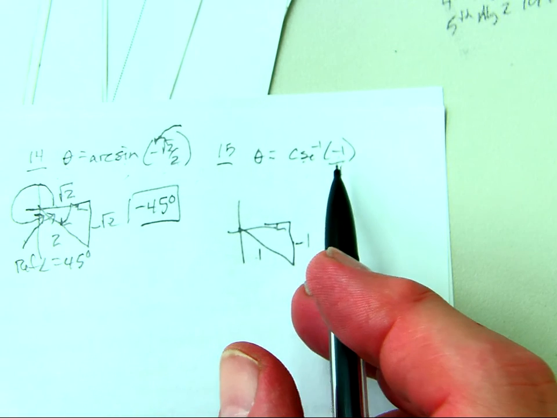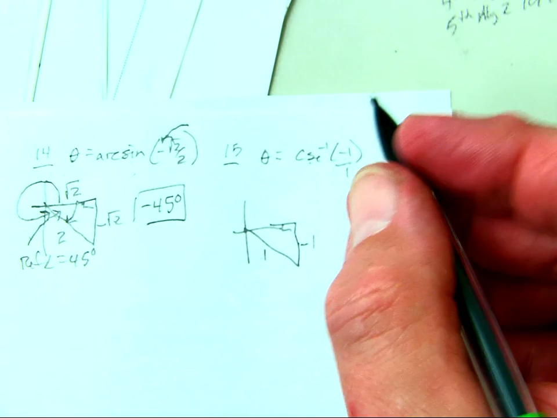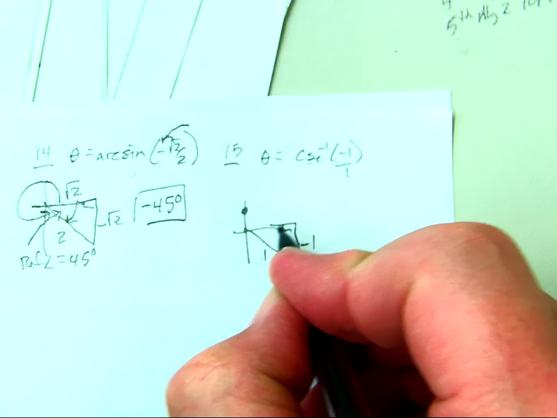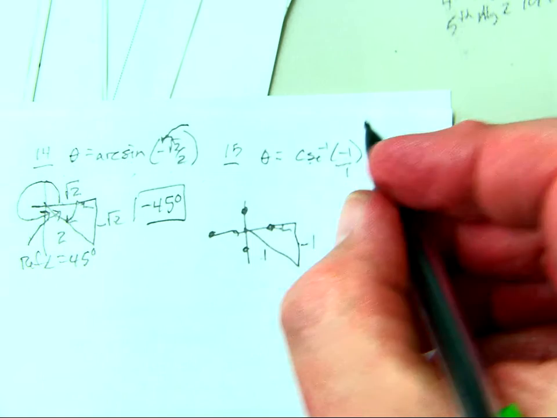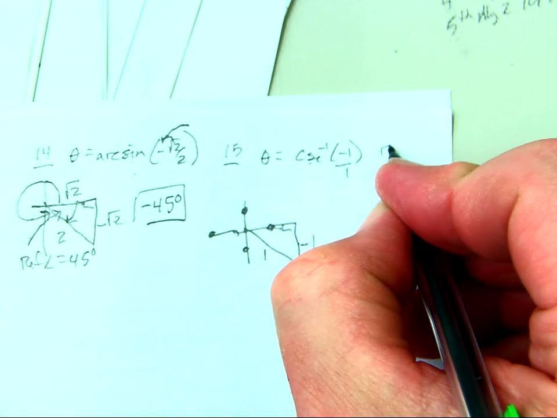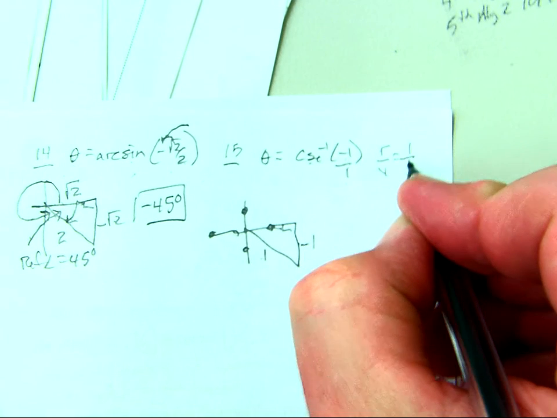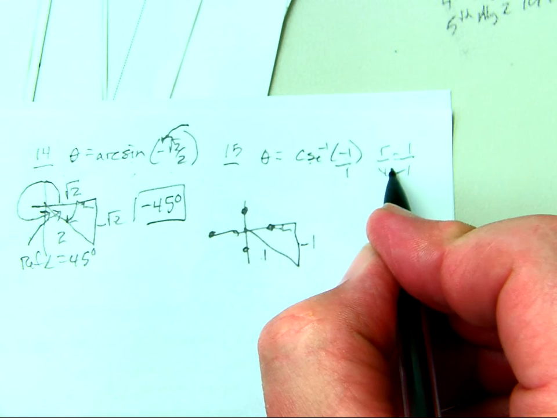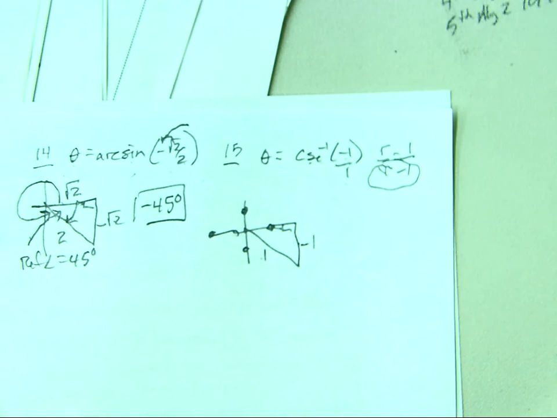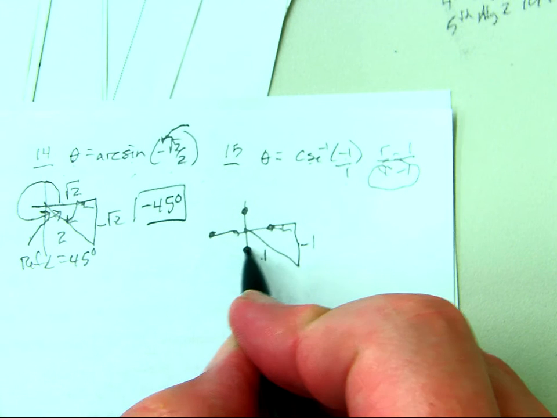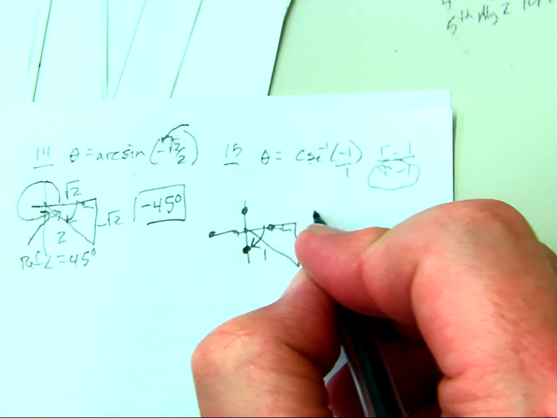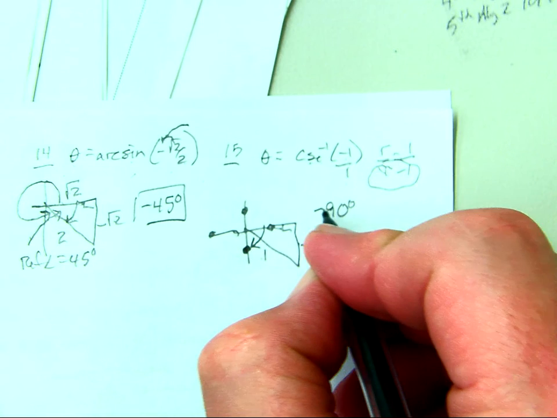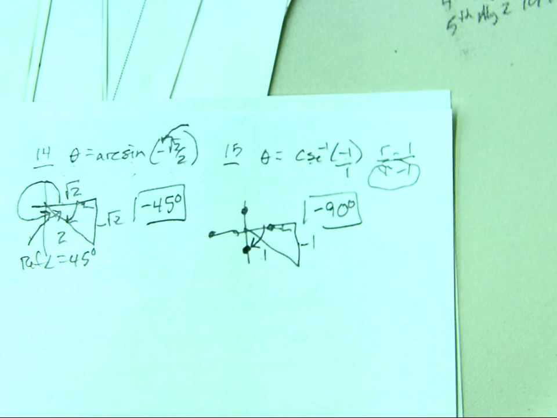Remember, when it's not a triangle, it's one of the quadrantal angles. If you think of our quadrantal angles, it's one of those 4. Well, cosecant is also r over y, so that's 1 over negative 1. So we're looking for where does y equal negative 1? Well, the only place y equals negative 1 is right down here. So this angle right here is the one we want. Well, that's at negative 90 degrees.